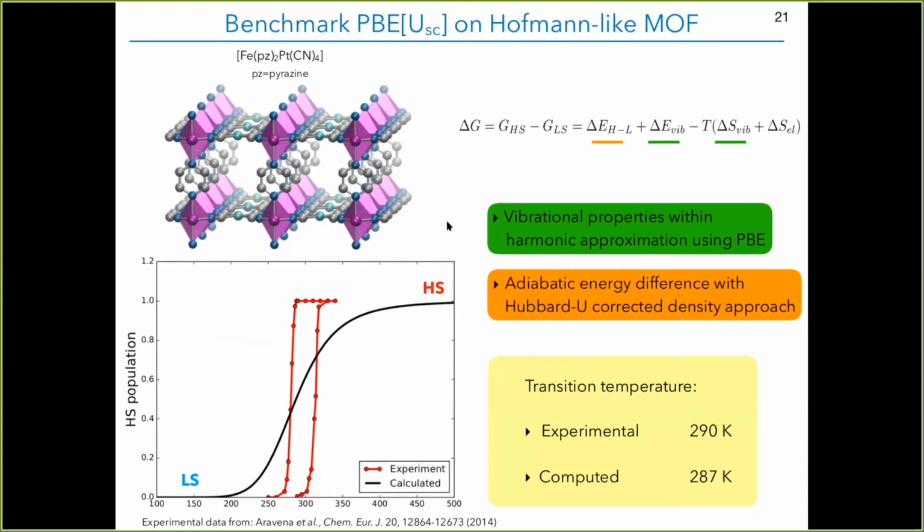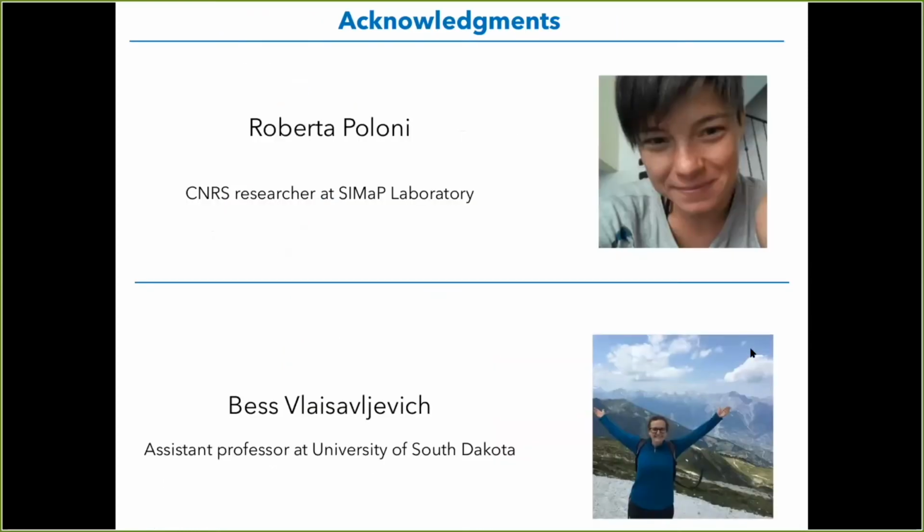I don't want to go into details because it's not the topic of the talk, but once we can compute the terms that enter the expression of the free energy, then we can obtain the temperature at which we can expect a transition between low spin and high spin. So we evaluate the vibrational contribution using the PBE functional and the adiabatic energy difference with a value-corrected density approach. And as we can see, we are able to obtain a transition temperature very close to the experimental one.